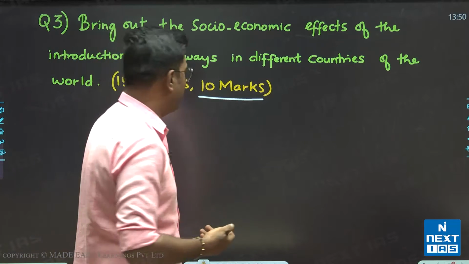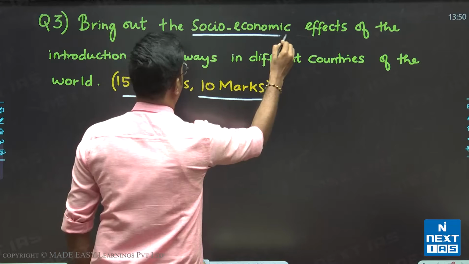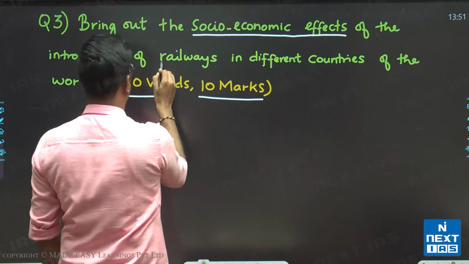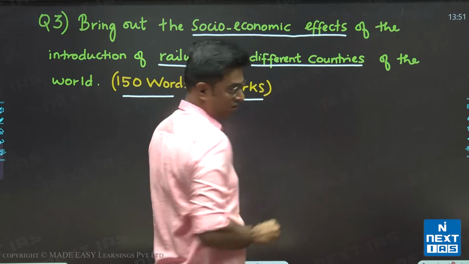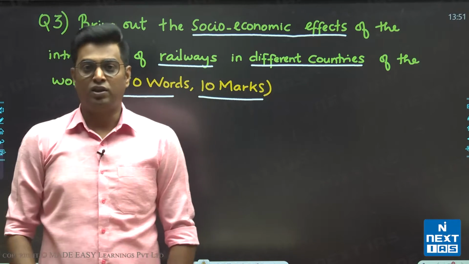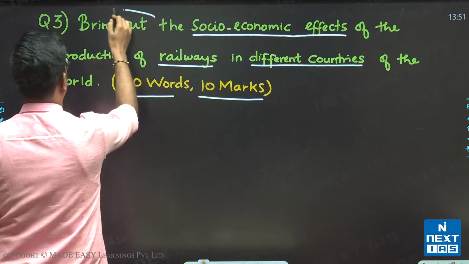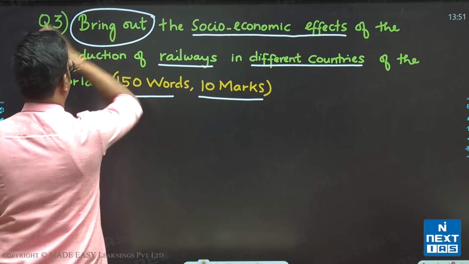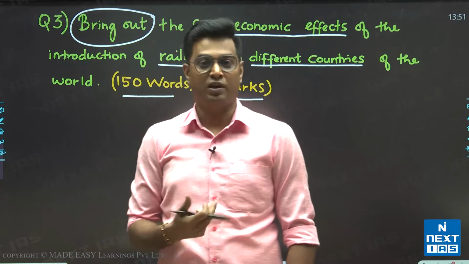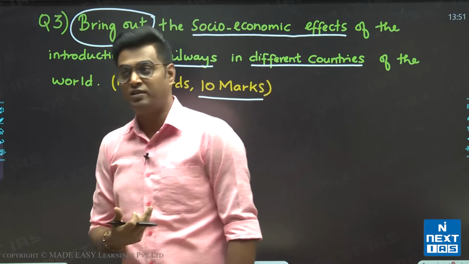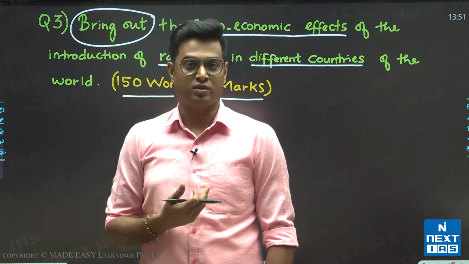Now UPSC is trying to ask about the socio-economic effects of the introduction of railways in different countries across the world. These should be the key words in the question, but the most important word is the tail word, that is bring out. To bring out is to emphasize something. And what are we going to emphasize in the answer? The socio-economic effects of the introduction of railways across the world.